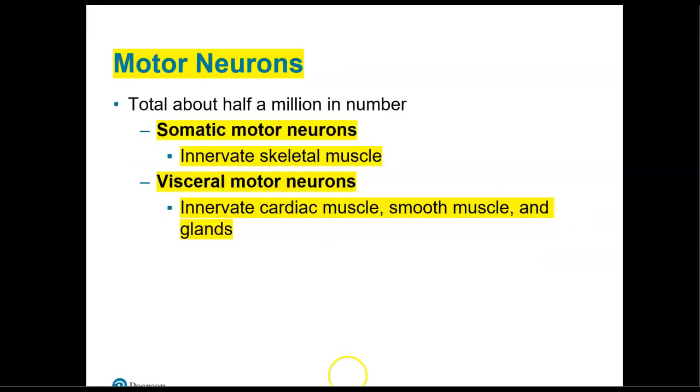For motor neurons, we have somatic motor neurons, which target the skeletal muscle. In the neuromuscular junction, we just called it a motor neuron that innervates the skeletal muscle. And then visceral motor neurons innervate either cardiac muscle, smooth muscle, or glands.